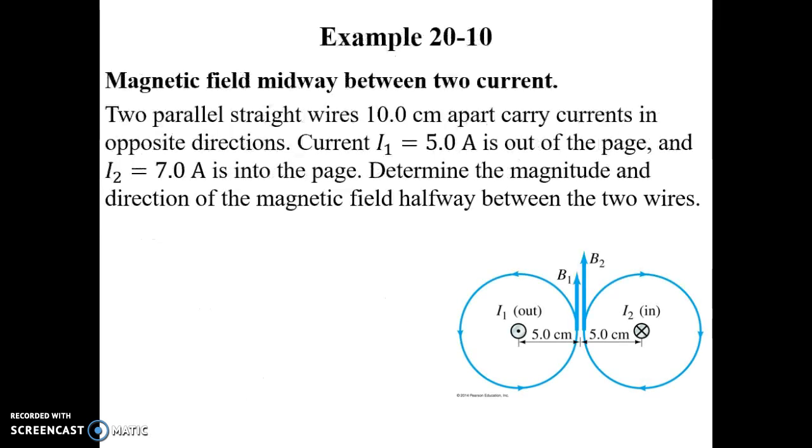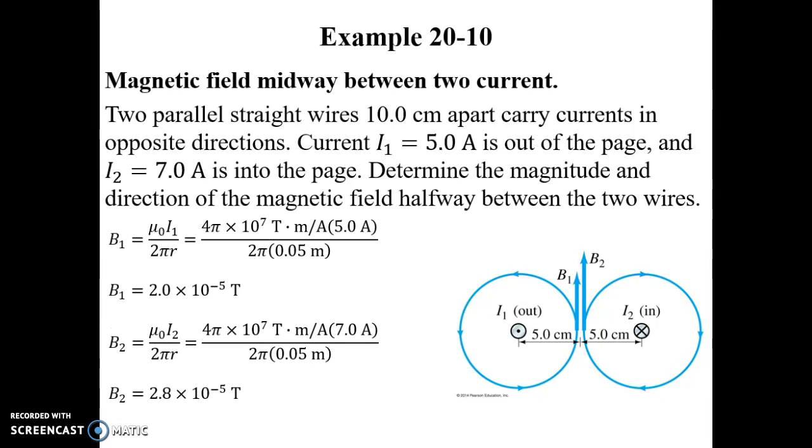In this example, we have two parallel wires 10 centimeters apart, carrying current in opposite directions. I1 is 5 amps and it's out of the page, and I2 is 7 amps pointing into the page. We want to determine the magnitude and direction of the magnetic field halfway between these two wires. Now, since we have two wires, we'll apply the magnetic field equation twice. Plug and chug to get both values of the magnetic field strength in the middle.